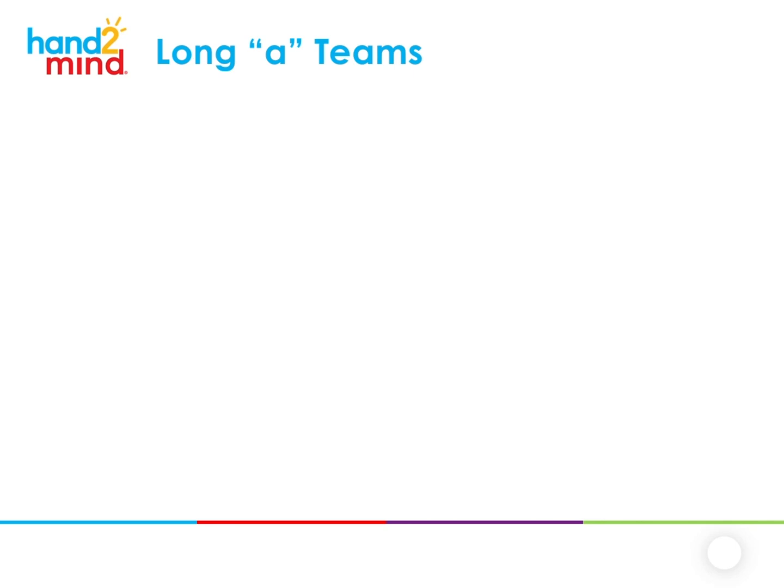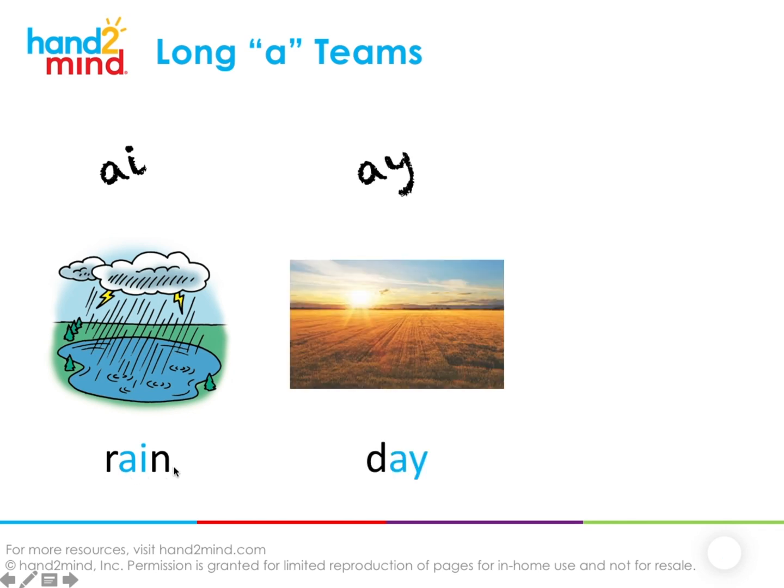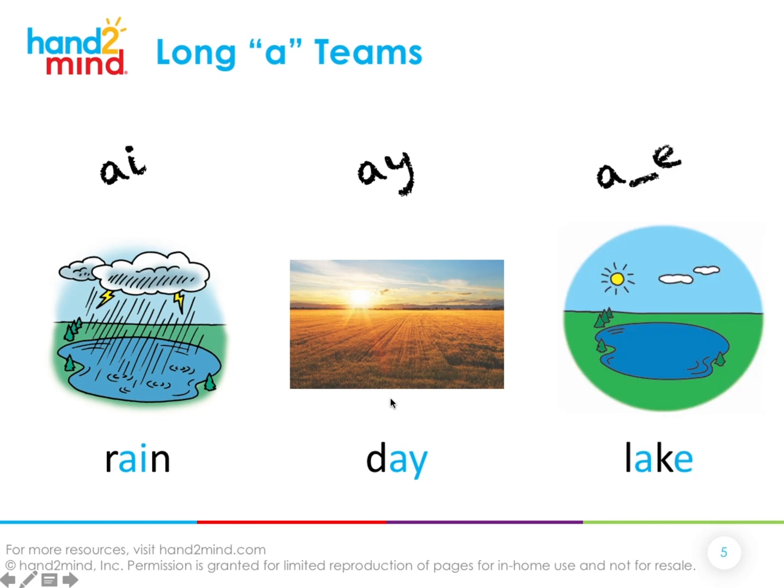One way to make the long A sound is AI, as in the word rain. R-A-I-N, rain. Another way to make it is AY, as in the word day, D-A-Y, right? And then another way to make it is the A consonant E. We call this the silent E.